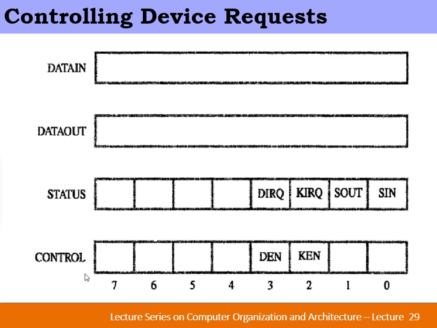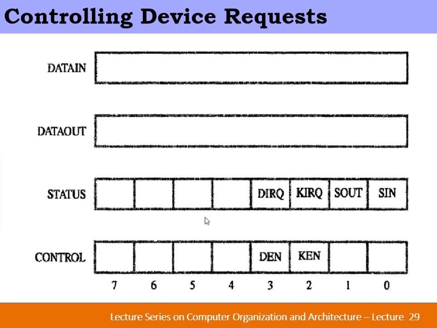Along with these two registers, we have two more registers called the status register as well as the control register. In a control register, bit number 2 as well as bit number 3 are the enable bits, that is KEN and DEN. KEN is the keyboard enable bit and DEN is the display enable bit. If the KEN bit or DEN bit is equal to 1, then the keyboard or display device can generate an interrupt request.